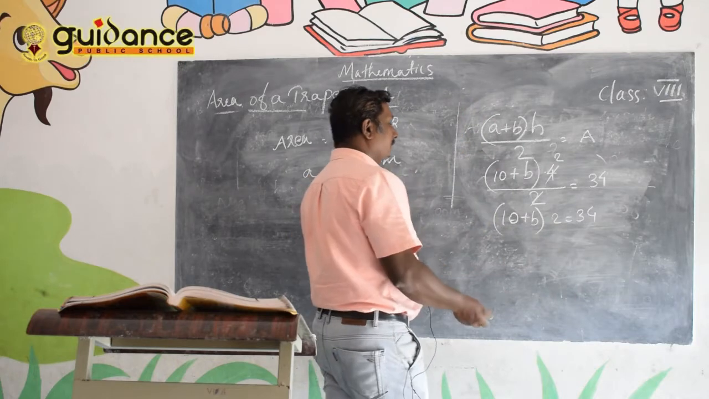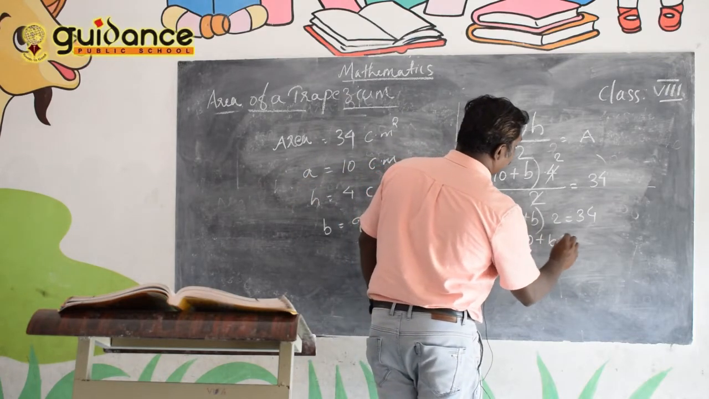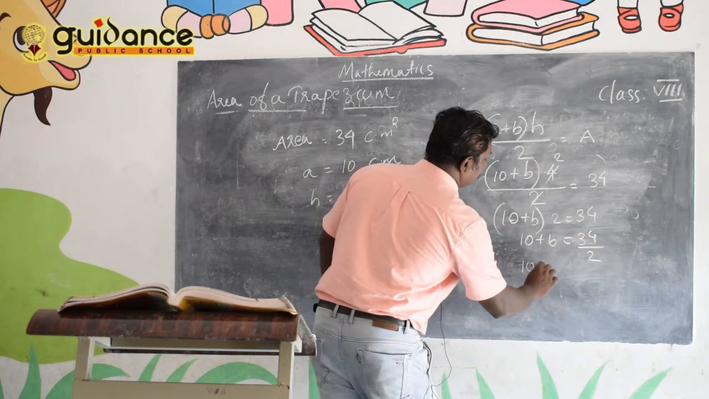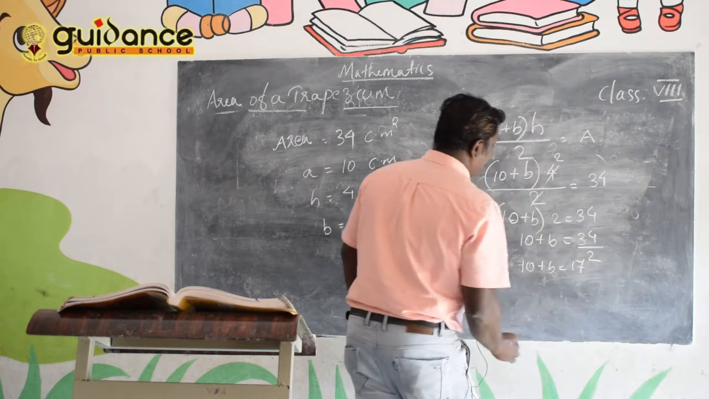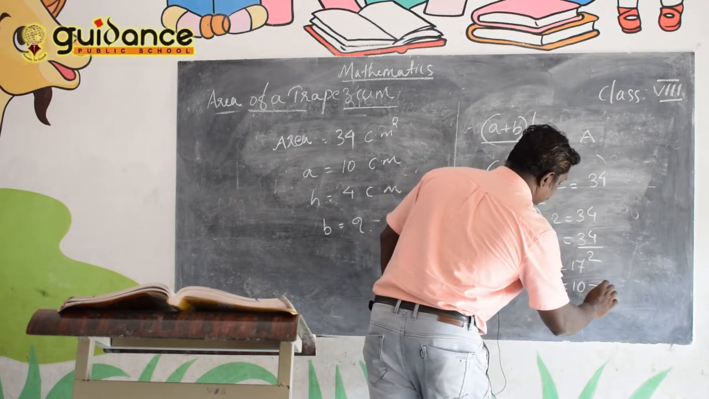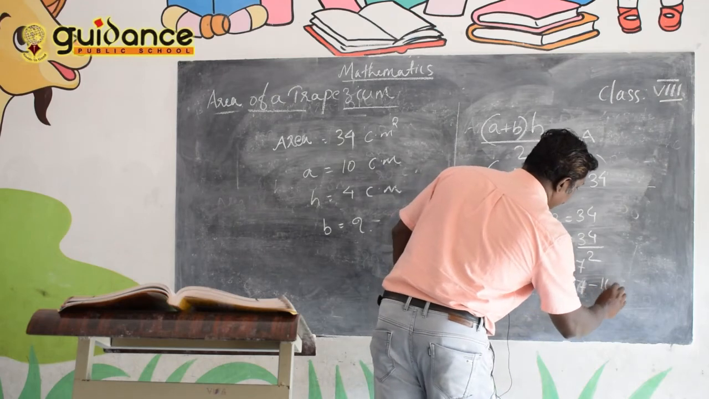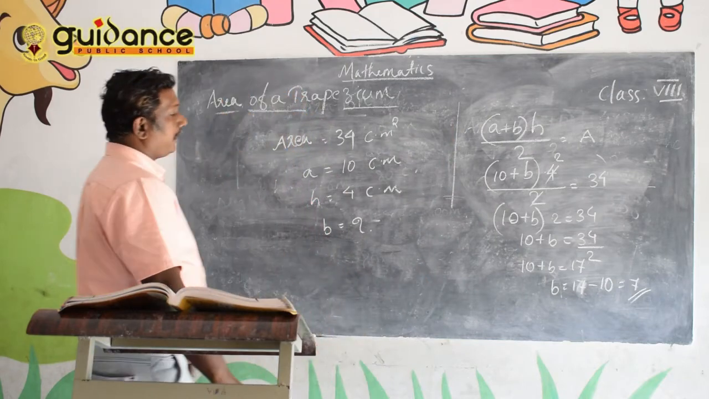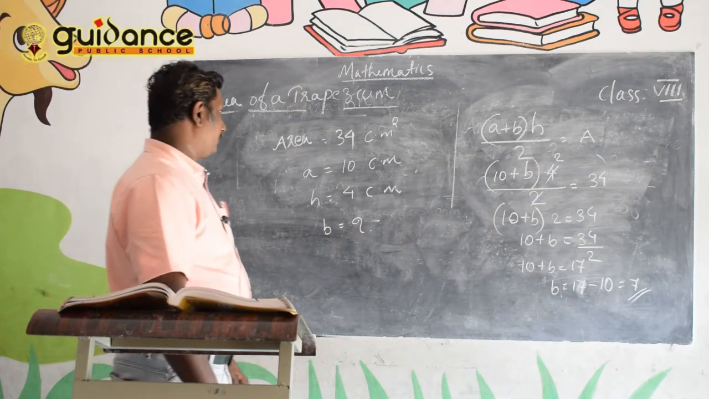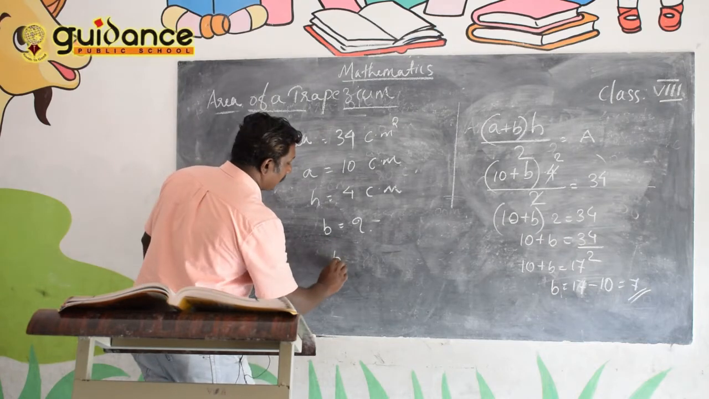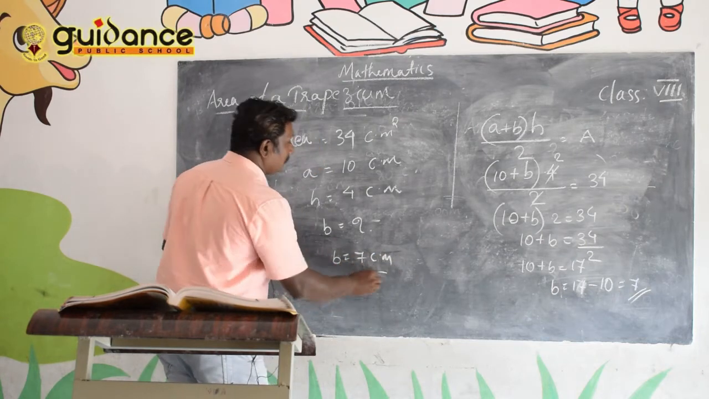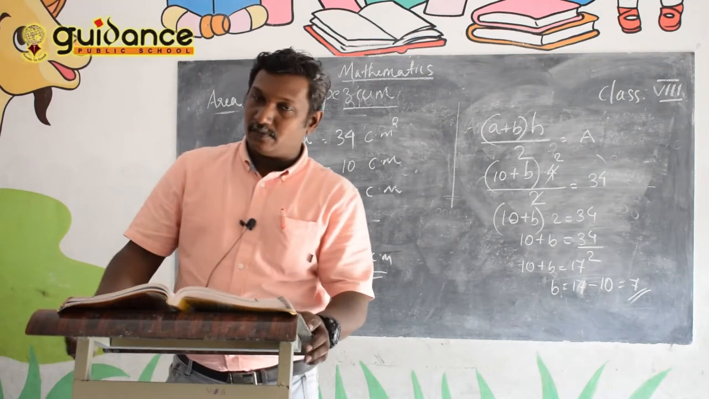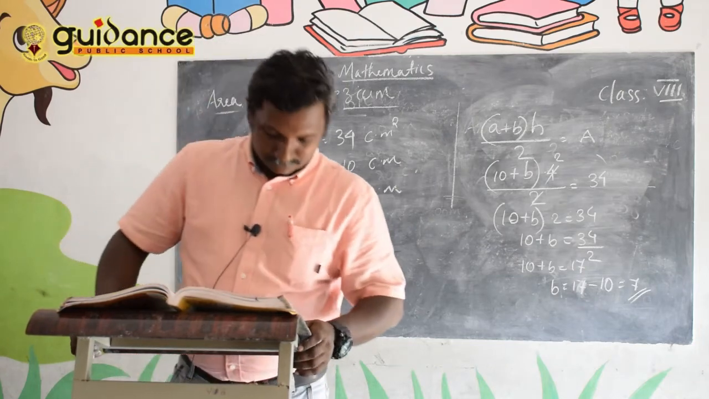We can bring 2 to the right side, it will be 10 plus b equal to 34 by 2. 10 plus b equal to 17, b equal to 17 minus 10 equal to 7. So we got the answer b equal to 7 centimeter. So in this question, the area is given and the length of one side you have to find out. This type of question you can also expect in the exam.